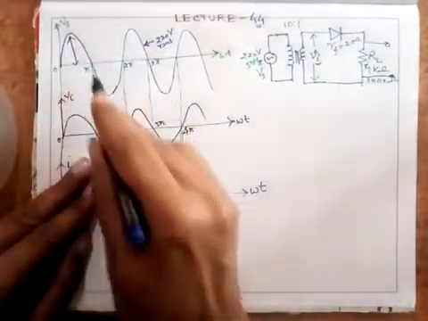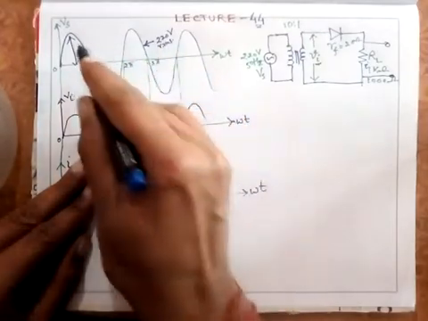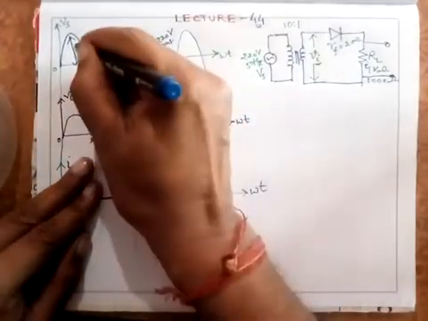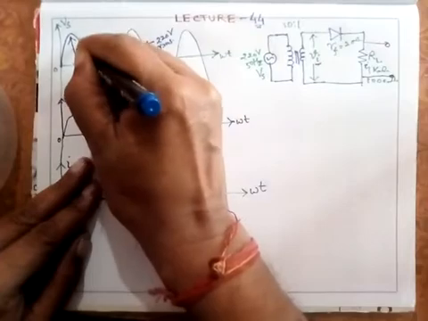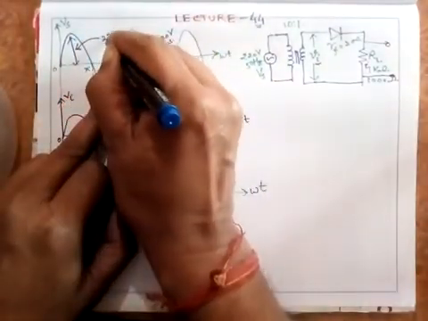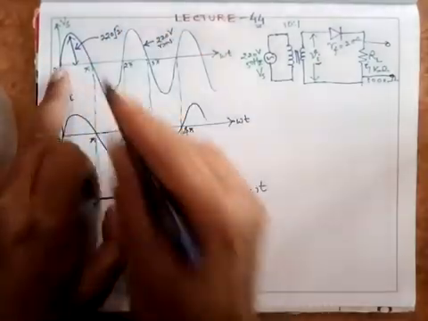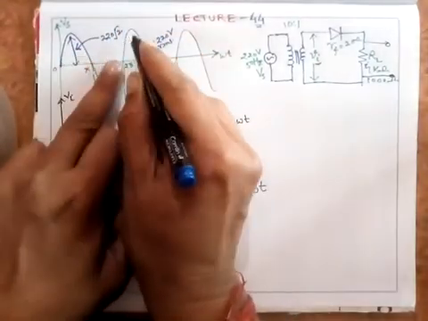For any sinusoidal signal, remember that RMS value is equal to peak value upon root 2. So what is the peak value of this? The peak value of this will be 220 root 2.